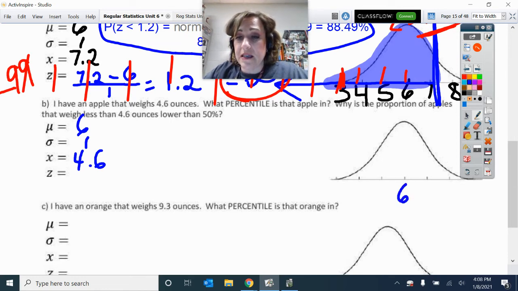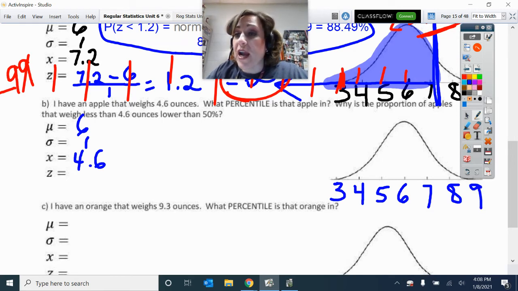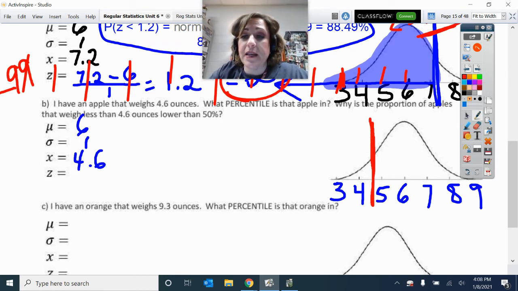Here's 6, 5, 4. Okay, this is context. All right, draw your line. Draw where your apple is. My apple's at 4.6. My apple's about right there. Okay? Now, the question says, what percentile is the apple in?